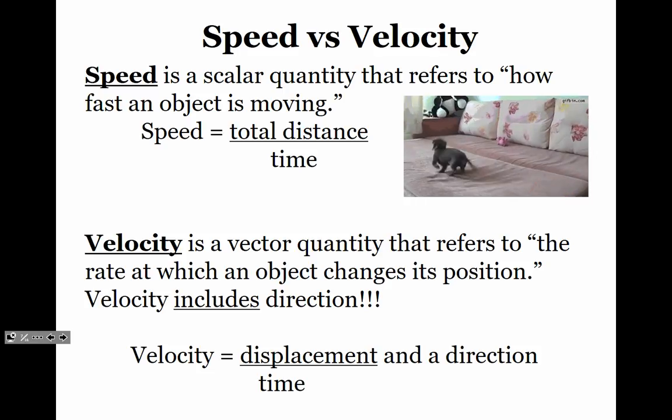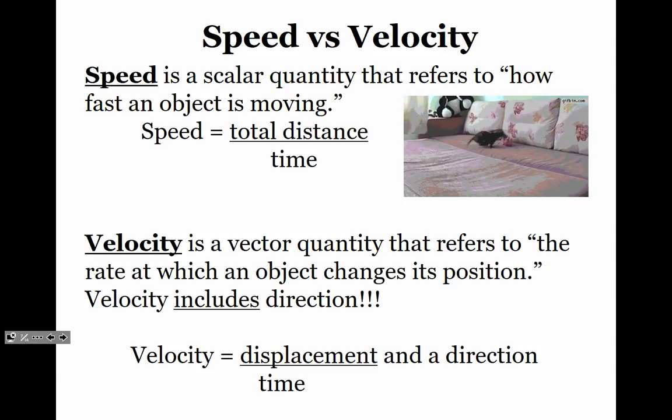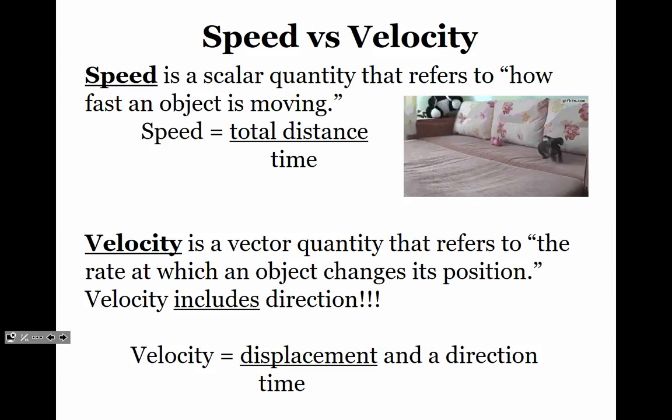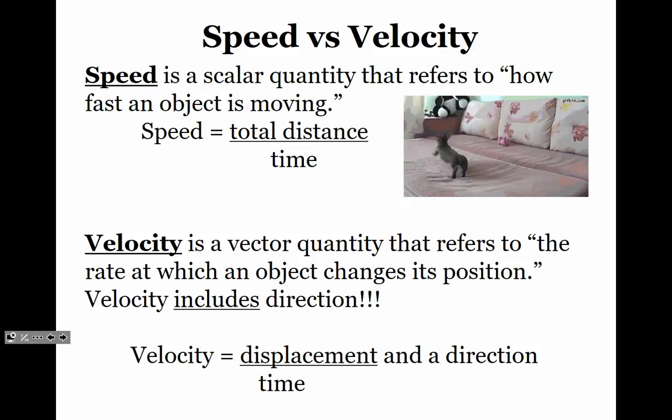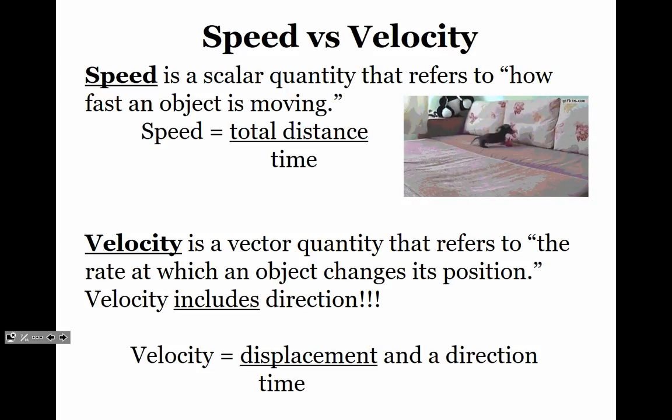The only difference is the direction, but you end up with the exact same number. Well, here in physics, it's not the same thing, and we don't end up with the exact same number. Velocity is a vector quantity that refers to the rate at which an object changes its position. So velocity is going to include the direction. So we're harping on this word direction. So velocity then is the displacement divided by time.